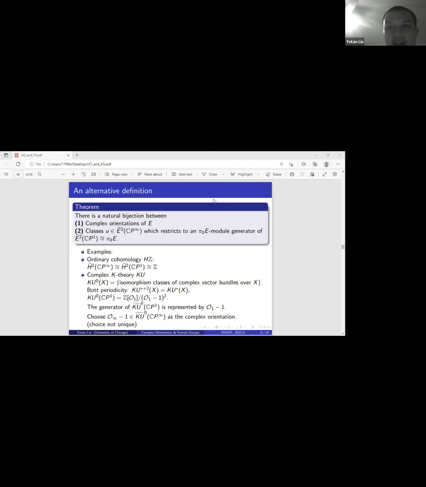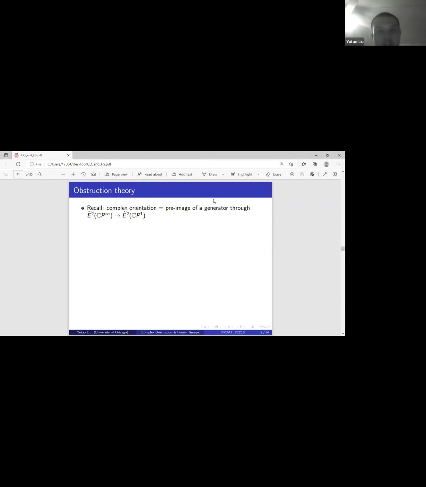So here is another point of view about the complex orientation. Recall that one way to define the complex orientation is a special element in the E cohomology of CP infinity, which restricts to a generator of the E cohomology of CP1. You can view this restriction as an extension problem. This is the same as extending a map from CP1 to E with degree shifted by 2 to a map from CP infinity to E.